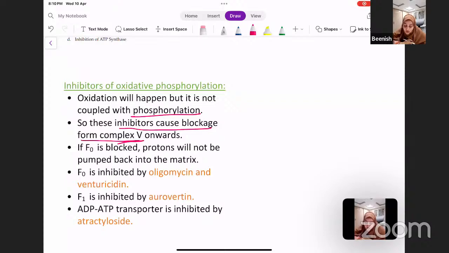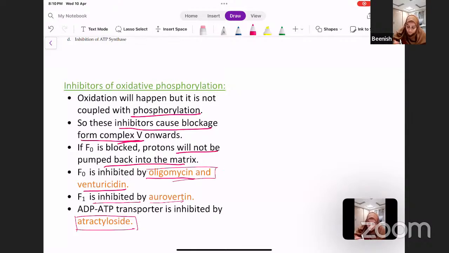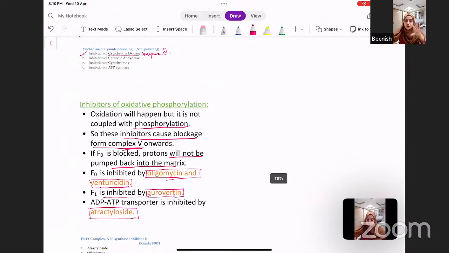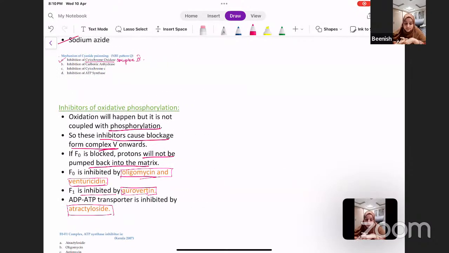Your complex 5, the ATP synthase, was involved in phosphorylation. So the blockage needs to be in complex 5 onwards. If F naught is blocked, protons will not be pumped back into the matrix. So F naught is inhibited by oligomycin and venturicidin, your F1 is inhibited by aurovertin, and your ADP ATP transporter is inhibited by atractyloside. So your blockage is at complex 5. Your oligomycin completely blocks both oxidation and phosphorylation.